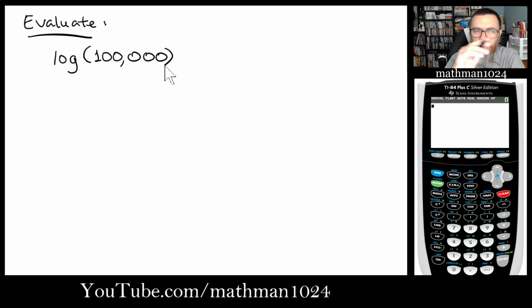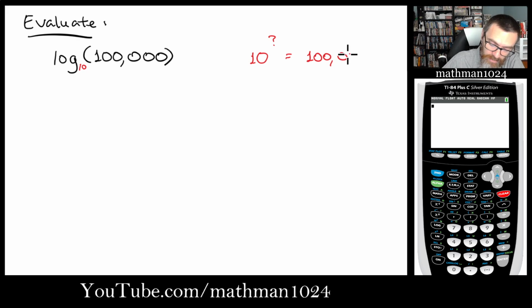Keep in mind that when I'm using just regular log, that's understood to have a base of 10. And remember the way that logarithms work is we're trying to figure out, okay, my base is 10. 10 to what power gives me what's on the inside of the logarithm? Well, for powers of 10, it's pretty simple. You just count the number of zeros that we have. So we have 5 zeros, and so this is going to equal just 5.